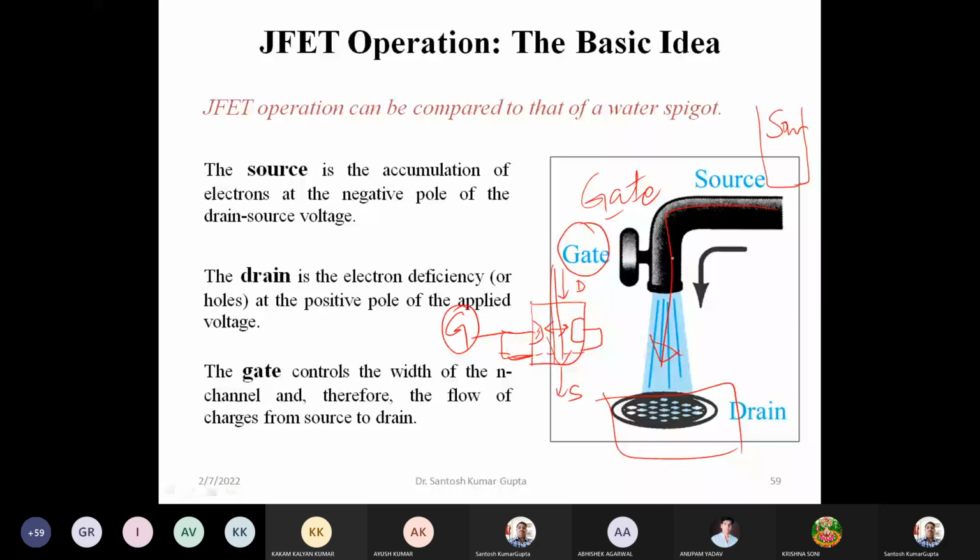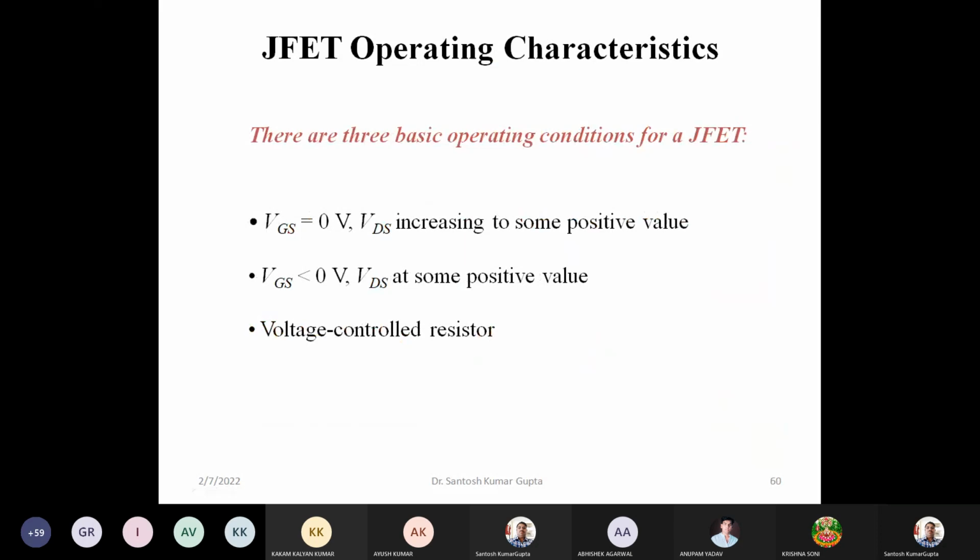So the cross-sectional area through which the water is flowing, we can control by the knob here. This knob can be just tightened to reduce the area or increase the area through which the water is flowing between the source and drain. So the action is quite similar. This is only for understanding purposes. So let us try to understand the working of this JFET.